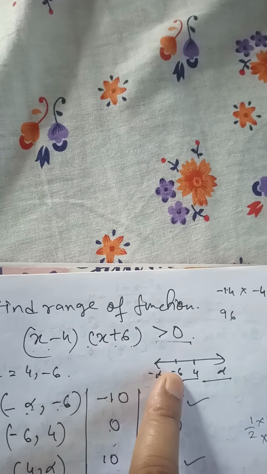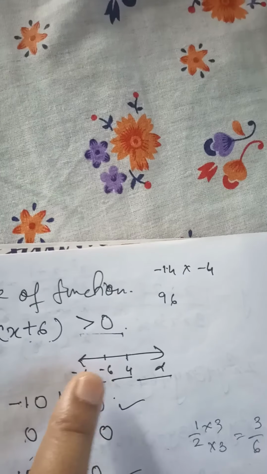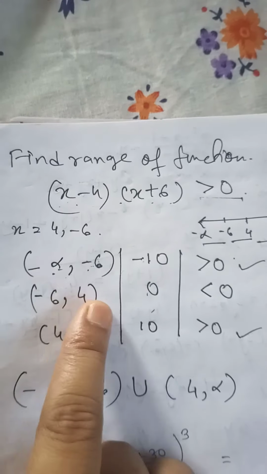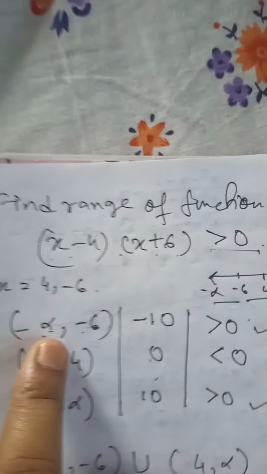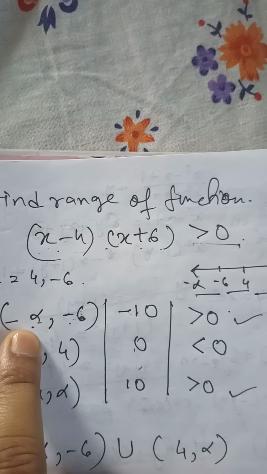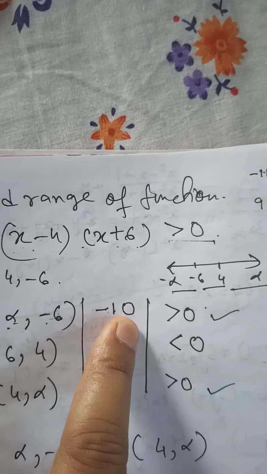What you will take, you will express this on the number line. If you put minus 6 and 4 on the number line, you will get three ranges. One is minus infinity to minus 6, then minus 6 to 4, and 4 to infinity. So there are three ranges. Now what you will do, you will take one value in between each range. So in minus infinity to minus 6, you have taken minus 10.